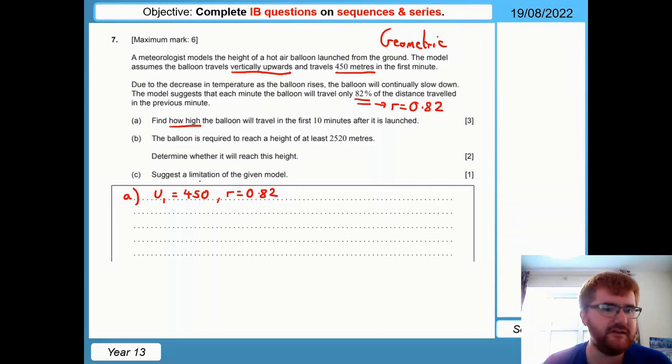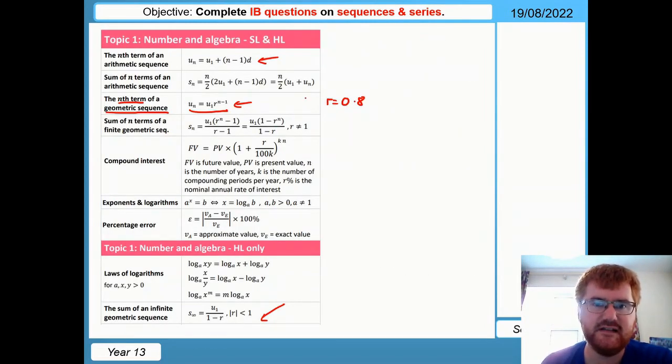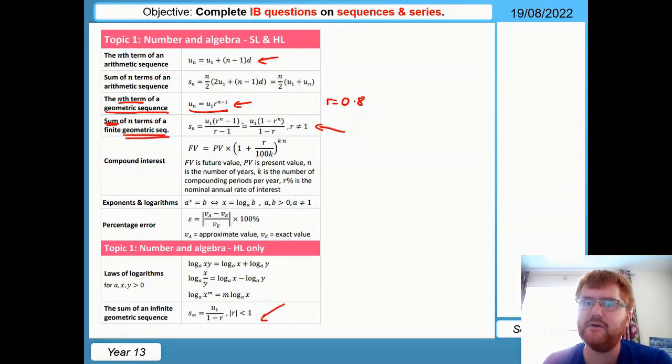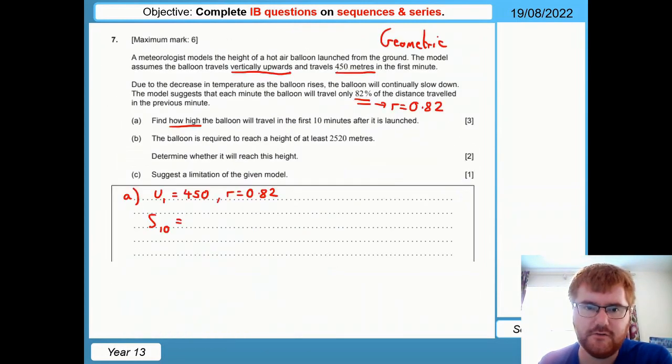And notice we're going to use a different formula here. We're going to use the S10 formula, so the sum of the first 10 minutes. Now, if I go back to the formula sheet, you'll notice it is this formula here. So we want the sum, that's what we're looking for, and we want a geometric sequence. So this is what I'm looking for. And now we're going to substitute those values in. Now let me just write it out here, just so you've got it.